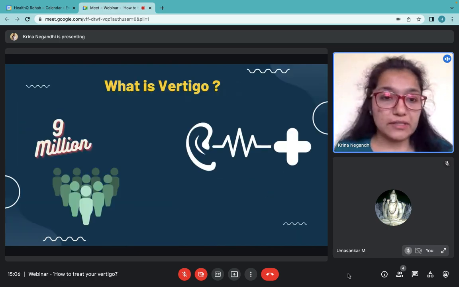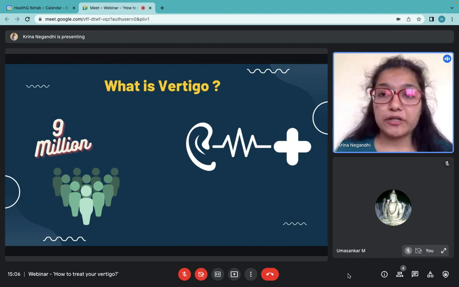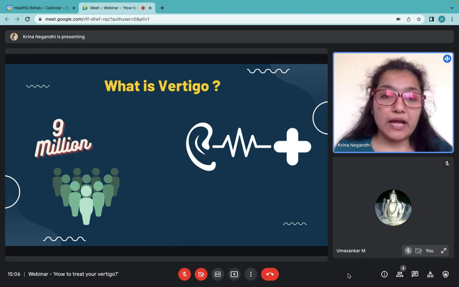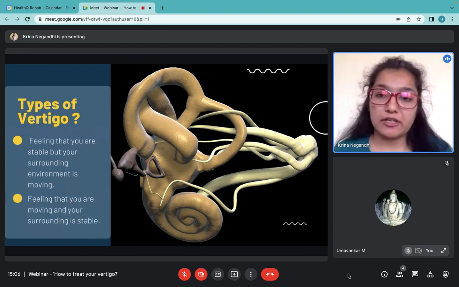Who is suffering from this? Approximately 9 million people out of 1.3 billion population in India are presently suffering from this vertigo condition. Vertigo can be because of several reasons. It could be because of central causes and peripheral causes.